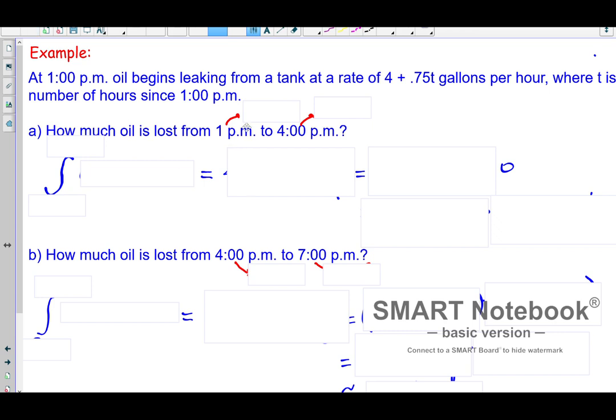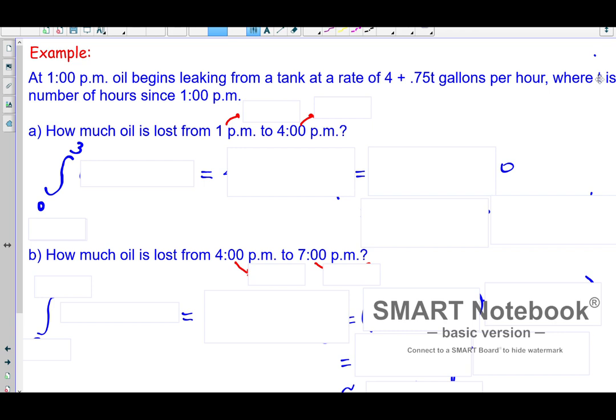All right, at 1 p.m., oil begins leaking from a tank at a rate of 4 plus 0.75t gallons per hour, where t is the number of hours since 1 p.m. How much oil is lost from 1 to 4 p.m.? So here t is defined as number of hours since 1 p.m. So at 1 p.m. t will be what? If you said 0, you are correct. At 4 p.m. t will be 3, right? 3 hours have elapsed over that time.